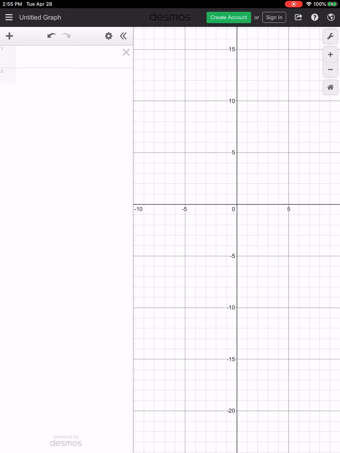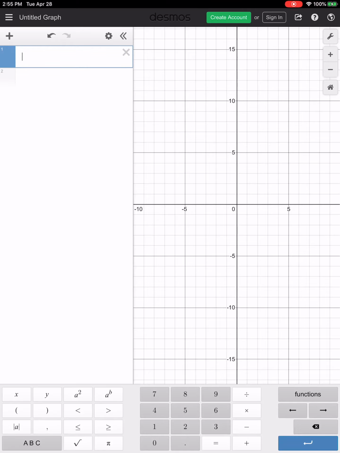Sometimes your lines are on the side and your graph is on the other side. Other times, when you're doing this on your phone, you might get the lines at the bottom and the graph at the top. It doesn't matter where they are.